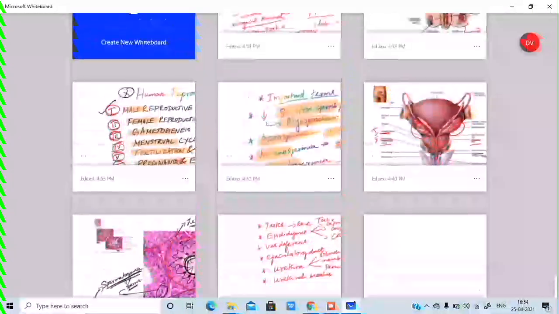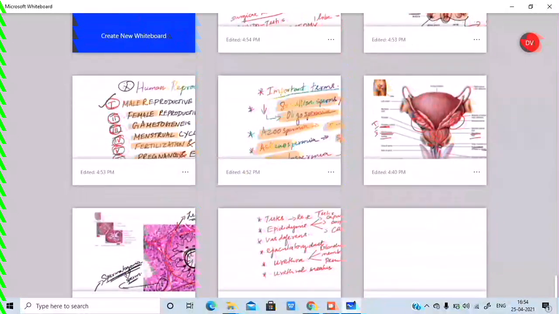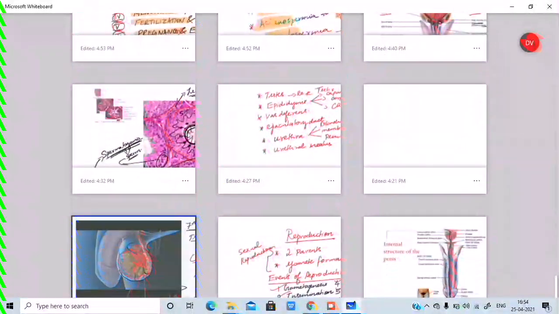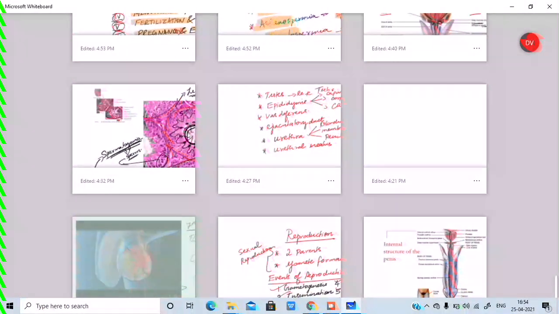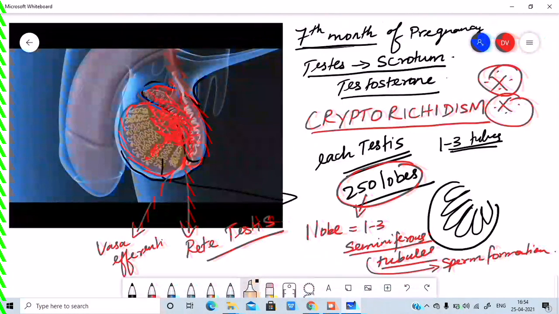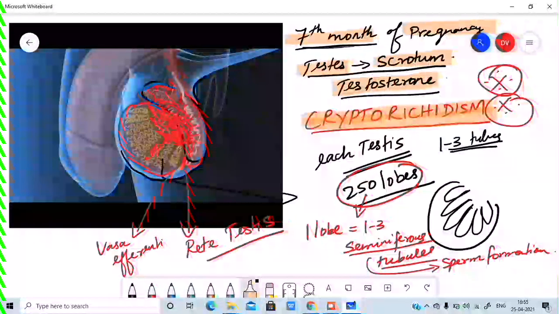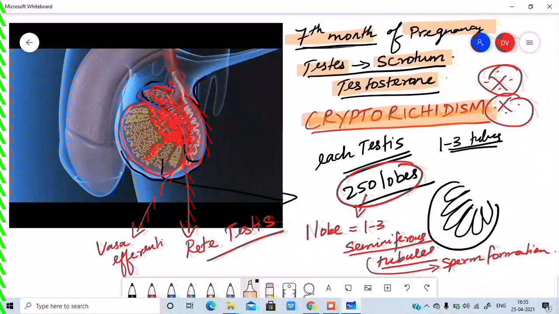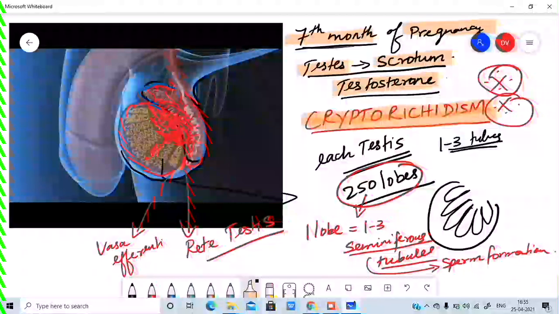And then here I taught you something known as cryptorchidism. Crypto means hidden, orchidism means hidden testis, right? Generally in the 7th month of pregnancy, the testis will descend into the scrotum because of the presence of testosterone, which helps it. But because of testosterone deficiency, that will not happen, and that will lead to a condition called cryptorchidism, hidden testis. The testis will remain in the abdominal cavity itself.